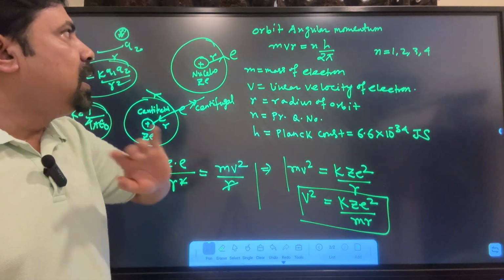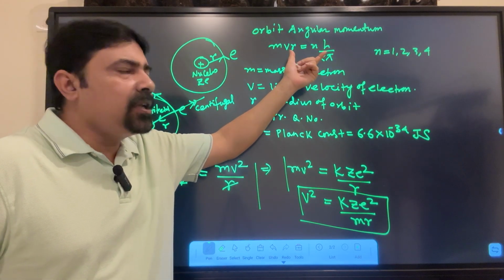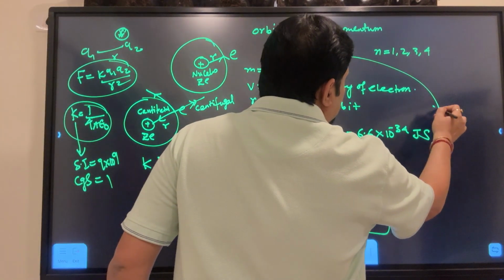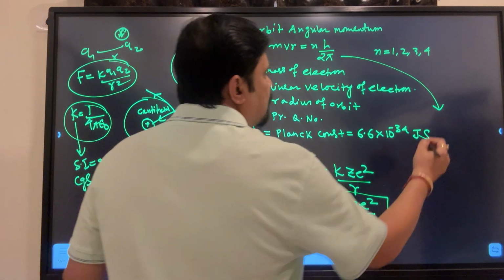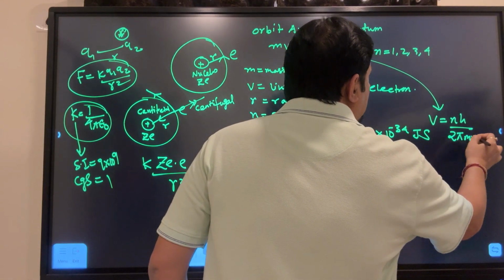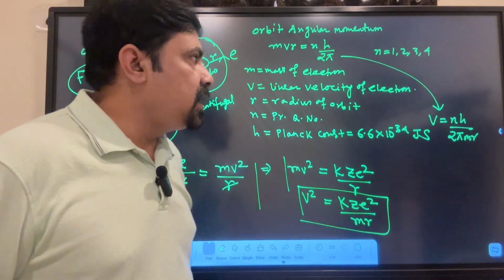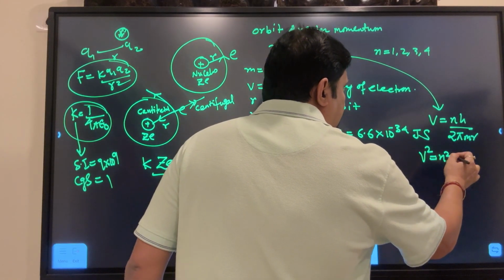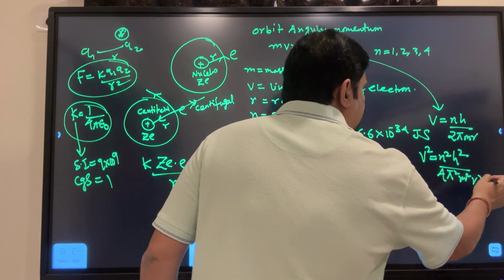Now we already know, from the quantization of orbital angular momentum, the relation mvr equals nh by 2 pi. From here, my dear students, I can write v equals nh by 2 pi mr. Then immediately v square will be equal to n square h square by 4 pi square m square r square. This is your v square.